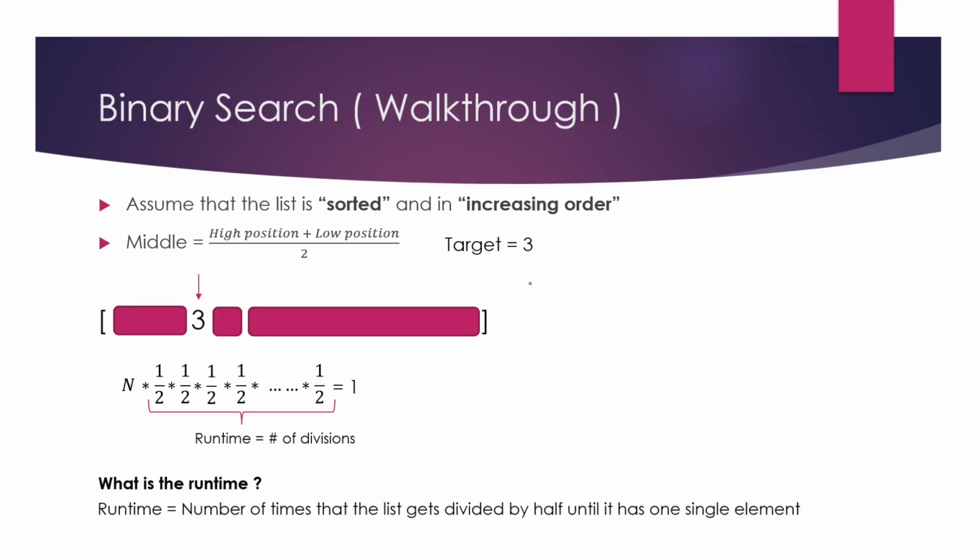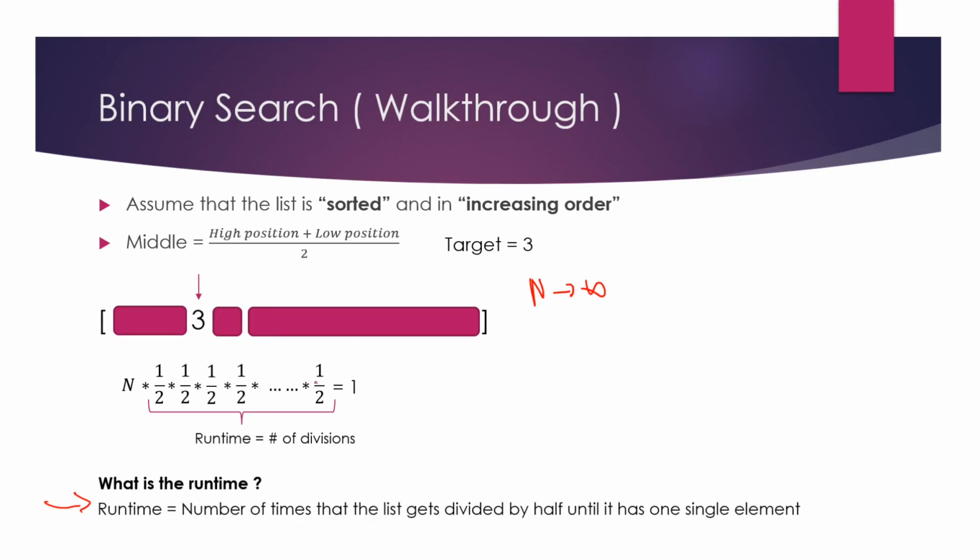So now let's assume n is bigger, like n goes to infinity. So you don't know how many times it's going to be divided by half. So I'm going to write this in a more general form. And this time we're going to call the number of divisions equal to the runtime, because we already agreed that the runtime depends on the number of times that the list gets divided by half.